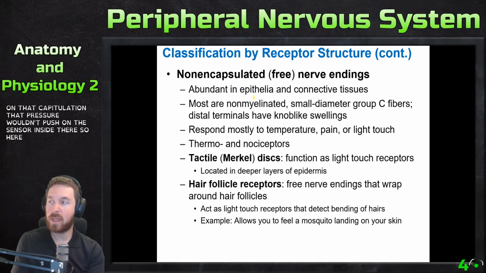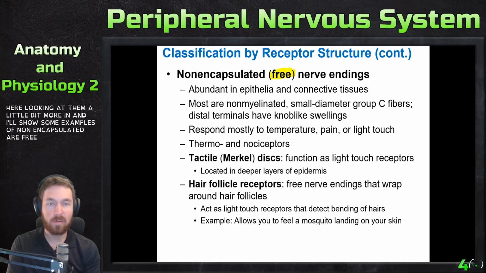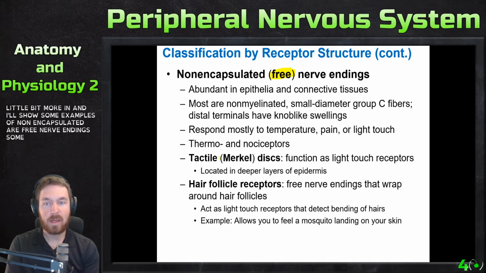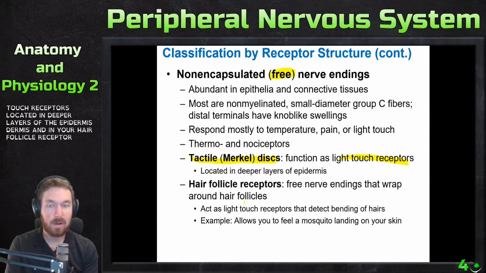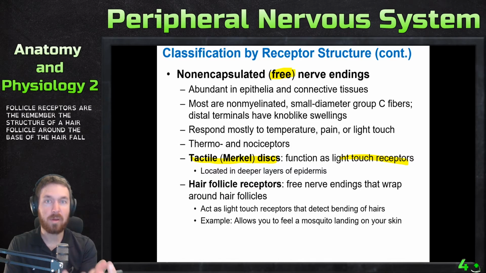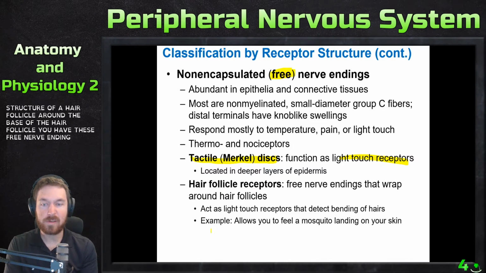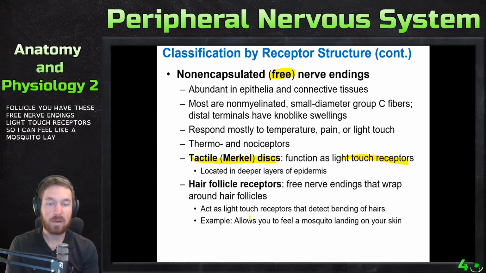So here, looking at them a little bit more, and then I'll show some examples. Non-encapsulated are free nerve endings. Some examples of these ones are in the skin: tactile or Merkel discs, light touch receptors located in deeper layers of the epidermis, and then your hair follicle receptors. If you remember the structure of a hair follicle, around the base of the hair follicle, you have these free nerve endings. So light touch receptors, so you can feel like a mosquito landing on your arm.